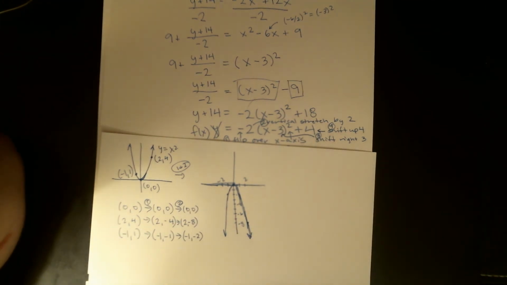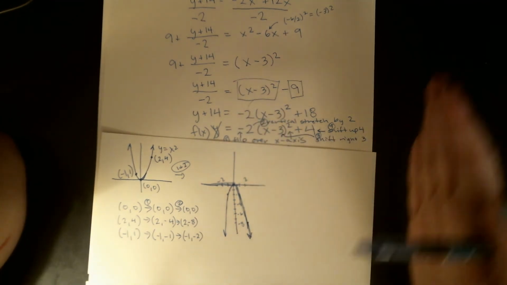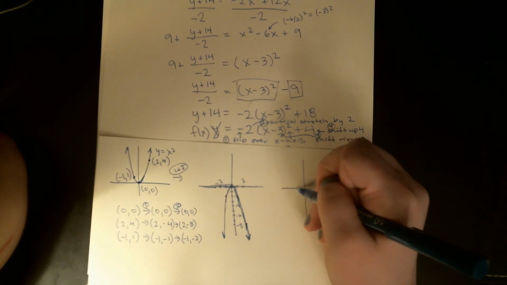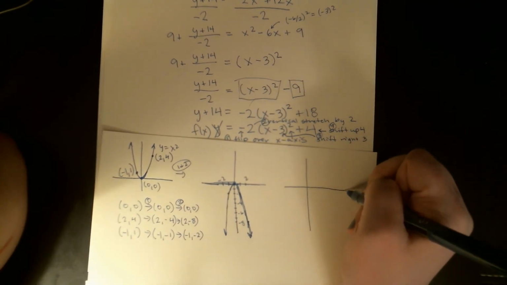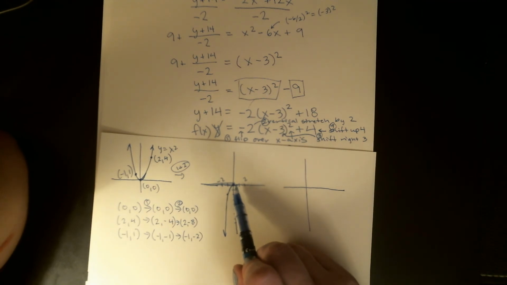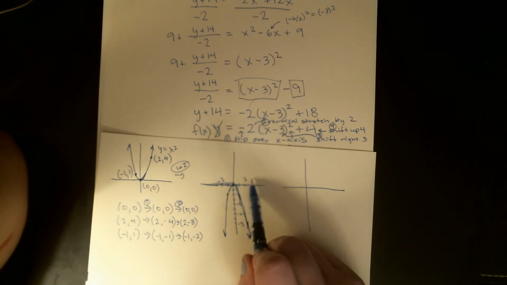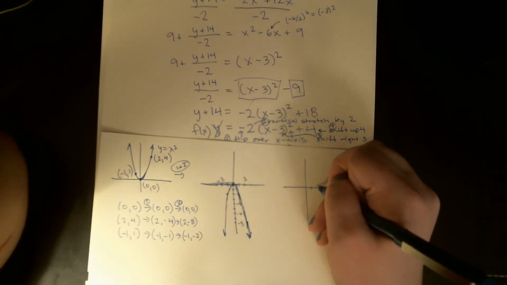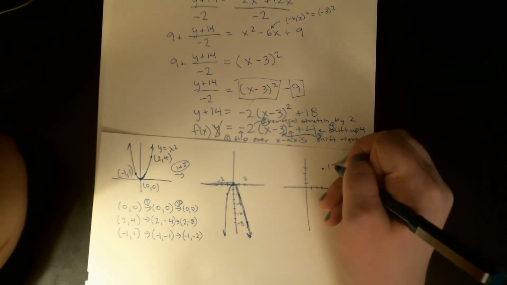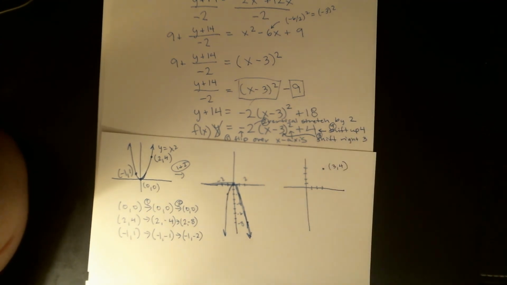Okay, and then I need to do 2 shifts. So shift to the right 3 and up 4. So that's going to push my vertex up into quadrant 1. So I'm going to give myself a little more room in quadrant 1. And let's go ahead and follow that vertex. So if I shift to the right 3, 1, 2, 3, and up 4, it's going to land at 3, 4. So vertex at 3, 4.